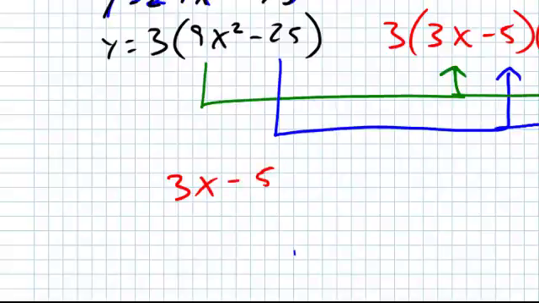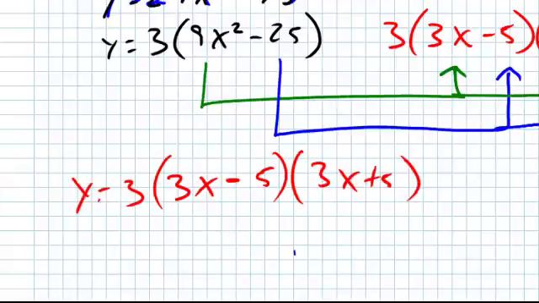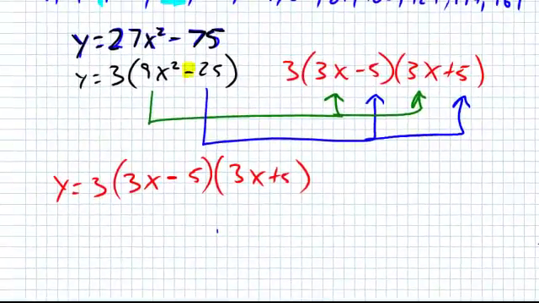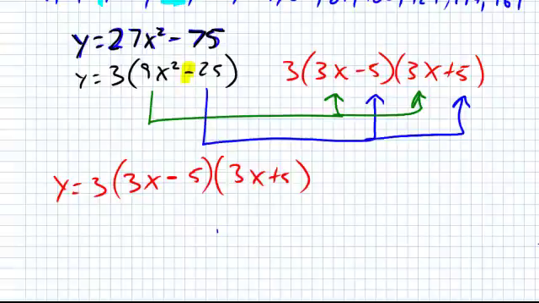This only works when you have the difference of squares. Right here is my difference. This would not work if it was x squared plus 25. It's a very common mistake as you do a bunch of these. All of a sudden students think you can do that, and you cannot. It will not work. There's a different technique for that, but this technique only works with the difference of squares.